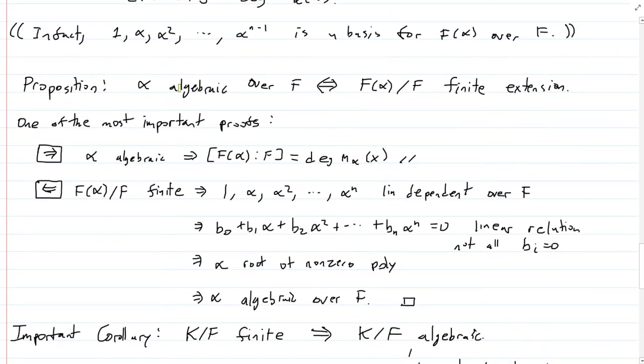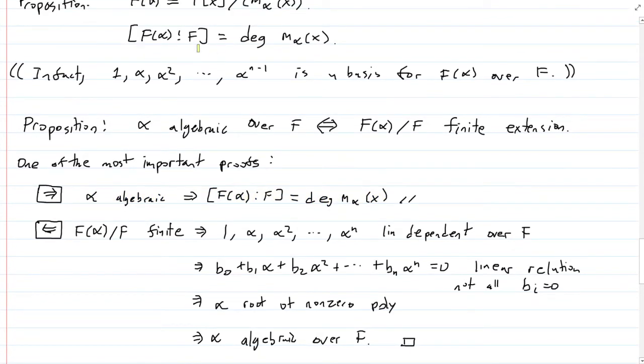Okay, so now we're going to prove: alpha is algebraic over F if and only if F adjoin alpha over F is a finite extension. I call this one of the most important proofs because it has a really simple idea that I find really important. So the forwards direction, alpha is algebraic implies that this degree is finite. That's just the previous proposition. Alpha is algebraic gives you this finite degree. So if you have alpha algebraic over F, then this is a finite extension.